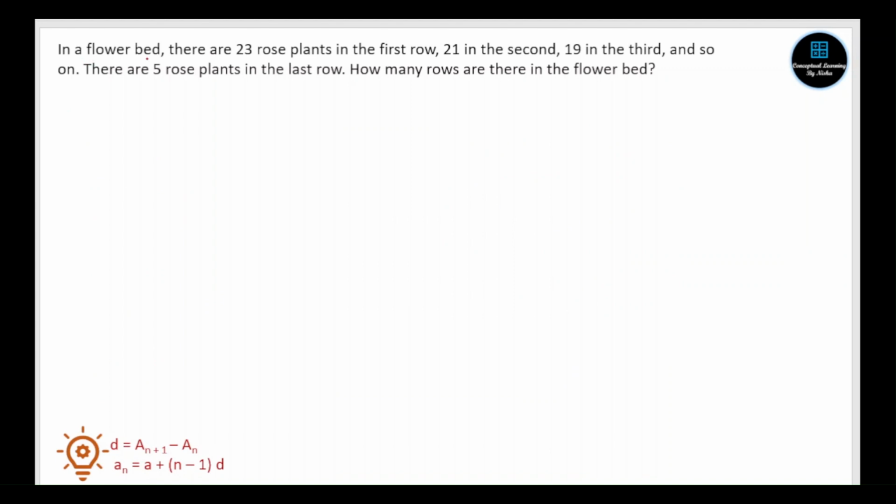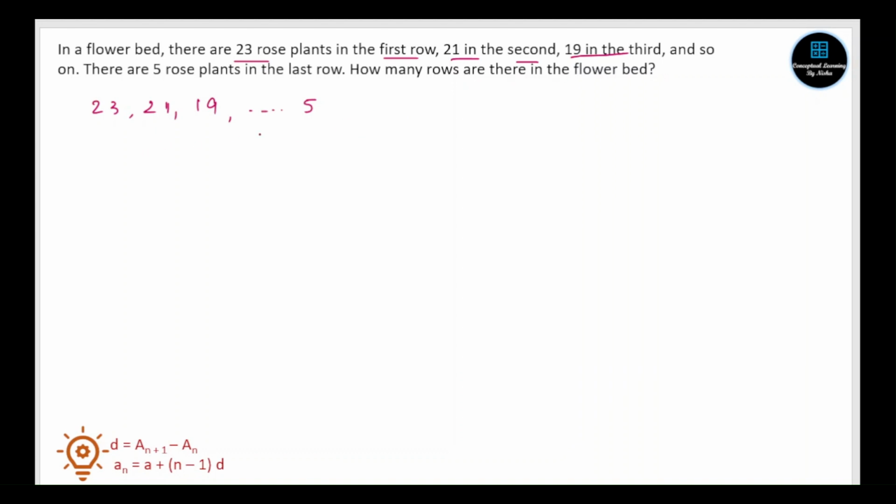Now here, in a flower bed, there are 23 rose plants in the first row. Then 21 in the second, so the next term is 21, and 19 in the third row, so 19 and so on. And there are 5 rose plants in the last row, so it ends with 5. How many rows are there in the flower bed?